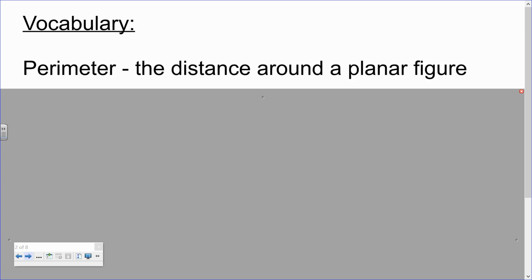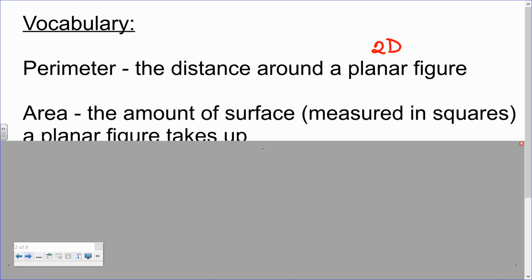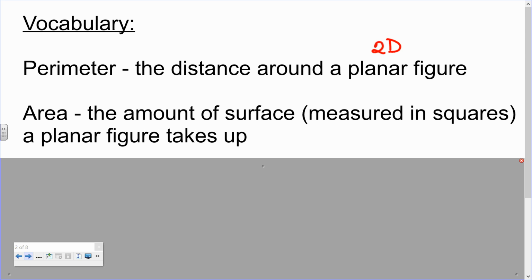Perimeter is the distance around a shape. Planar just means a 2D figure, a flat shape, like a rectangle that you draw on your paper. Area is how much surface it takes up, and we always measure it in squares.